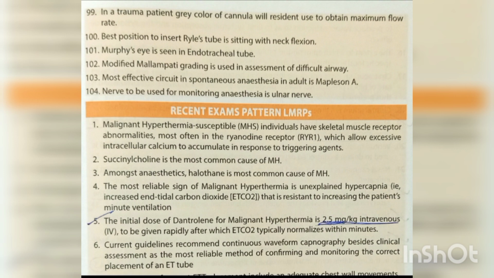The initial dose of dantrolene for malignant hyperthermia is 2.5 mg per kg IV to be given rapidly, after which EtCO2 typically normalizes within minutes. Current guidelines recommend continuous waveform capnography besides clinical assessment as the most reliable method of confirming and monitoring the correct placement of an ET tube.